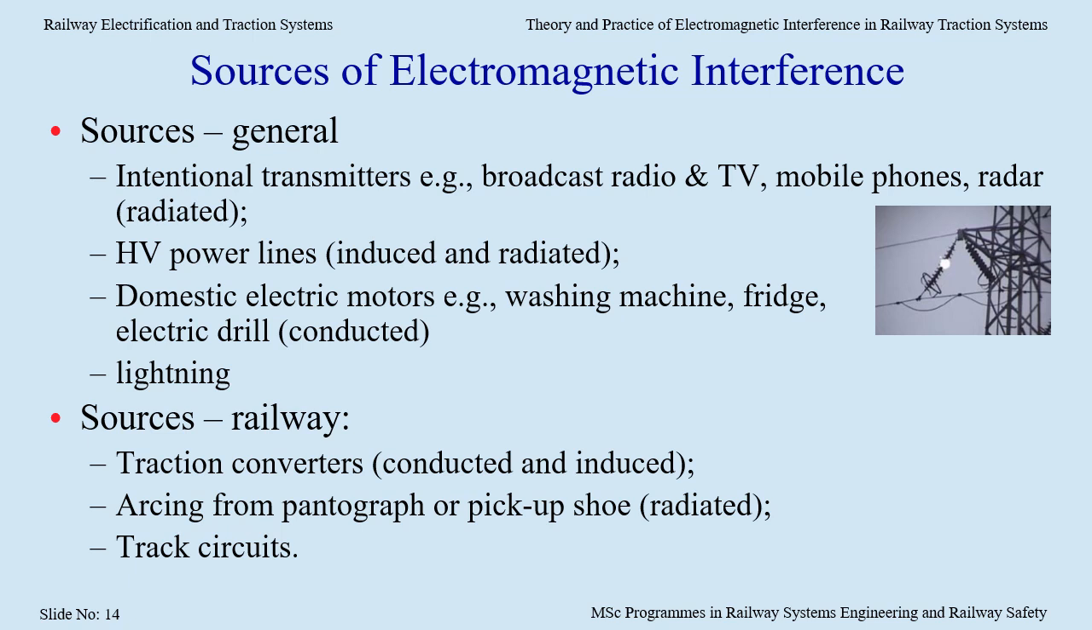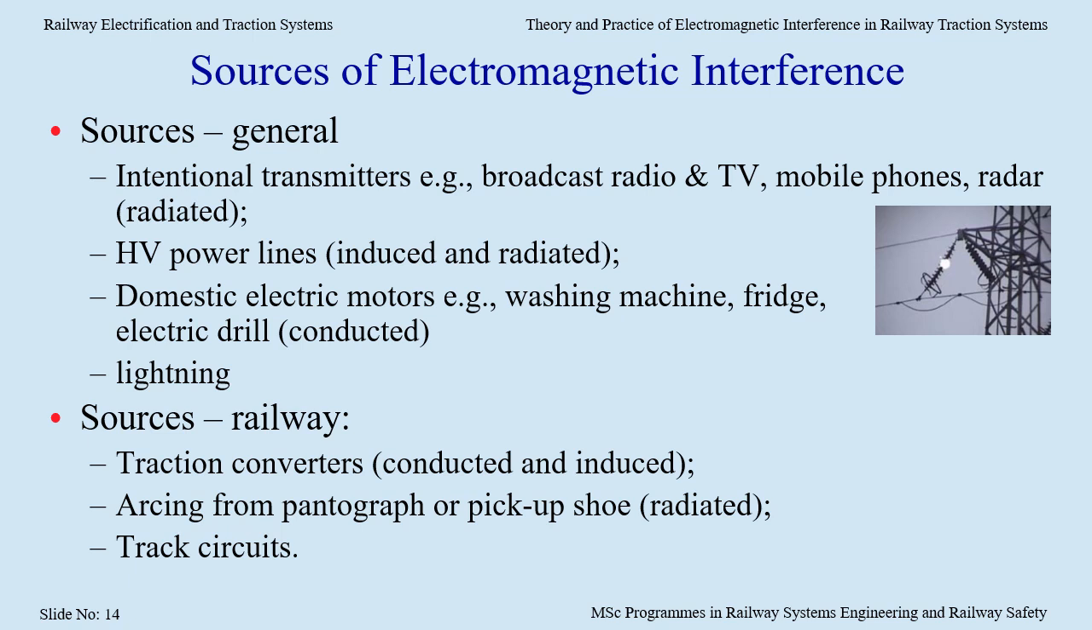Domestic electric motors can be a source of conducted interference, for example, washing machine, fridge, electric drills. And of course lightning, which covers all coupling mechanisms: capacitive, conductive, radiated and induced.